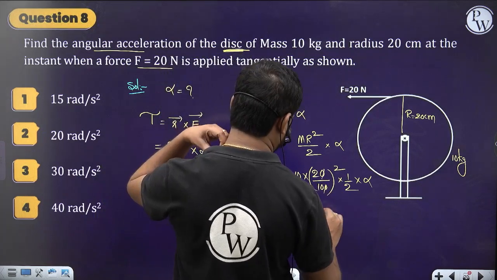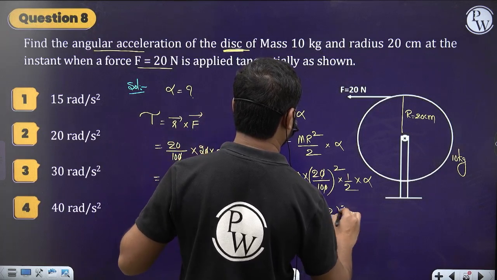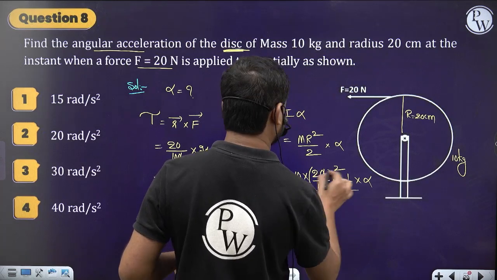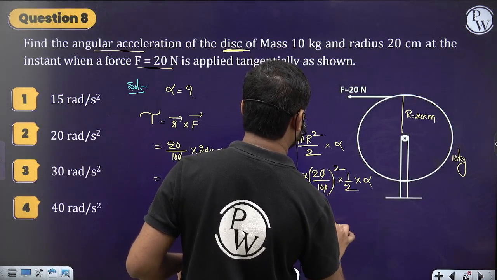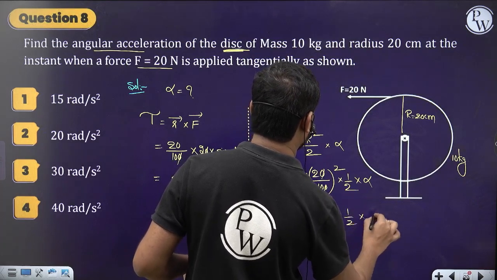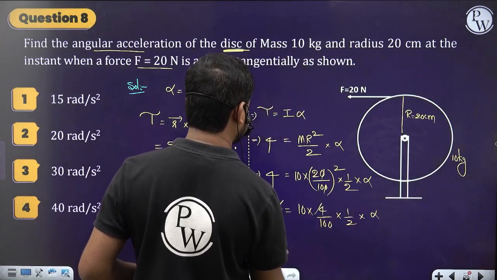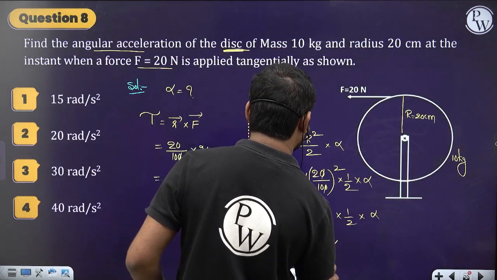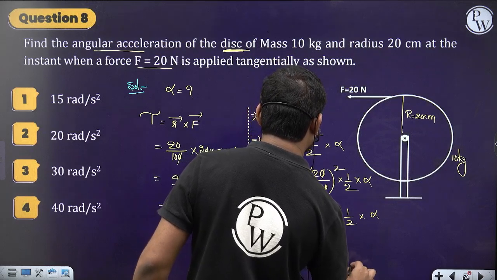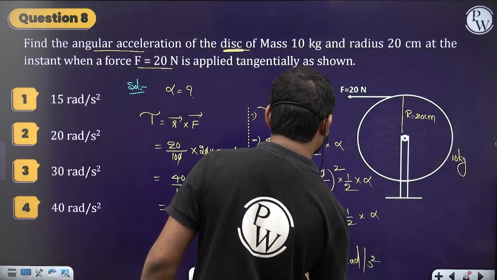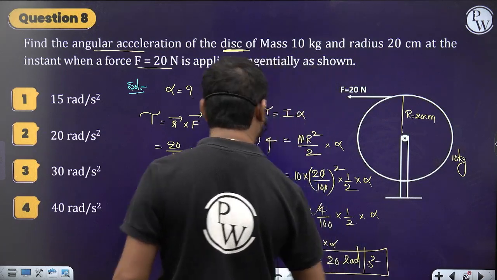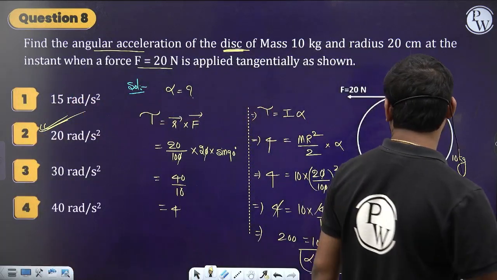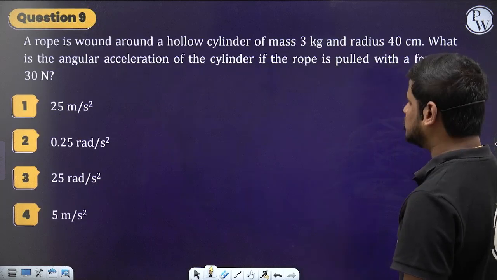So 4 is equal to 10 into 0.2 whole square. Or else let's write it this way: 2 square is 4 by 100, into 1 by 2, into alpha. The 4 cancels. Let's send this 100 to the other side. It becomes 200 is equal to 10 into alpha. So alpha is equal to 20 radian per second square. Option 2 is the correct one. Simple calculations. Done guys? Clear? Let's go for the next question.